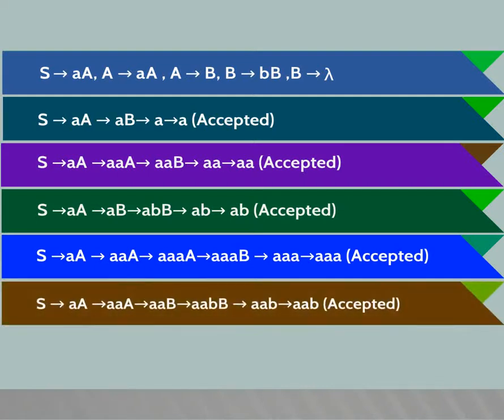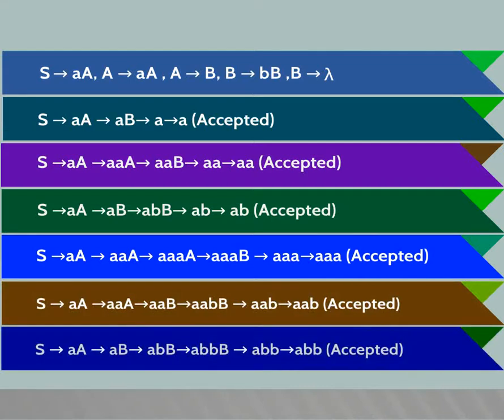S → aA → aaA → aaB → aabB → aabλ → aab, that is accepted. S → aA → aB → abB → abbB → abbλ → abb, that is accepted.